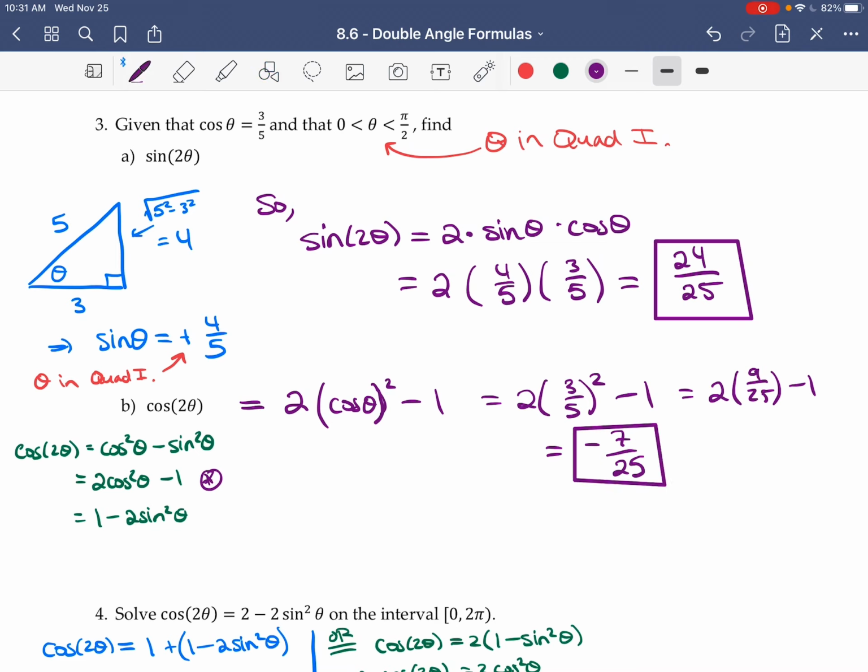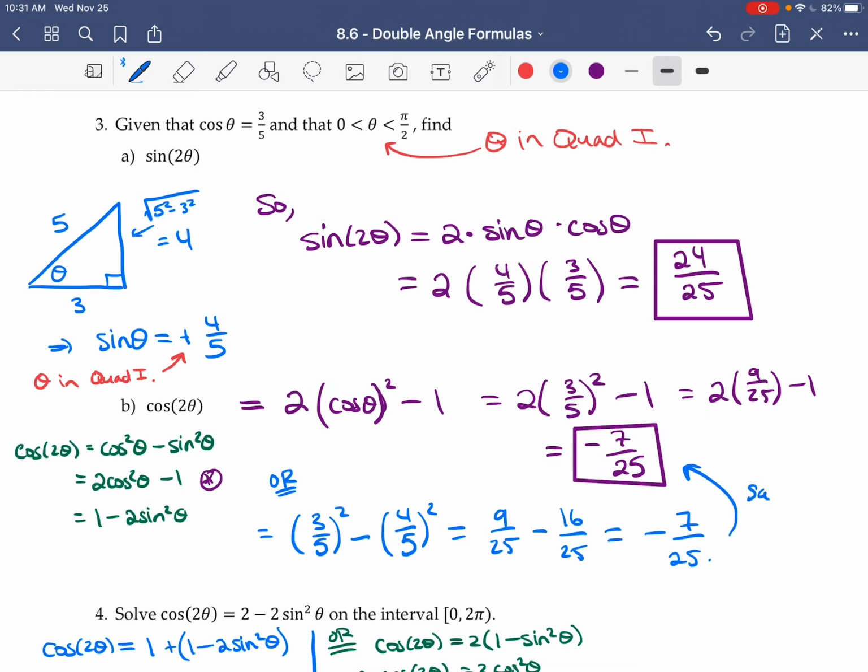Now if you wanted to use a different one, because we have done the signs, let's say we use the first one. It would be cos squared, so that's 3 over 5 all squared, minus sine squared, which is 4 over 5 all squared. That's going to be 9 over 25 minus 16 over 25, and again we get minus 7 over 25. Same answer, so it doesn't matter which one you do. You can use any of the three. We just did 2 of them.